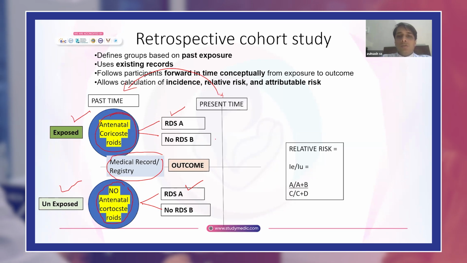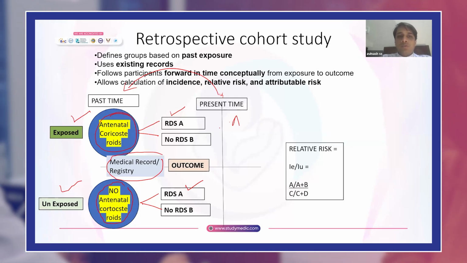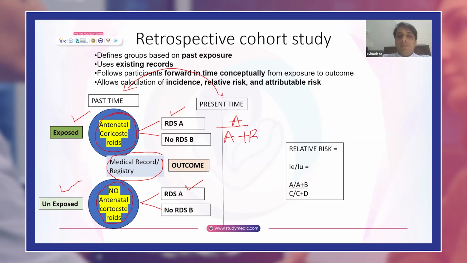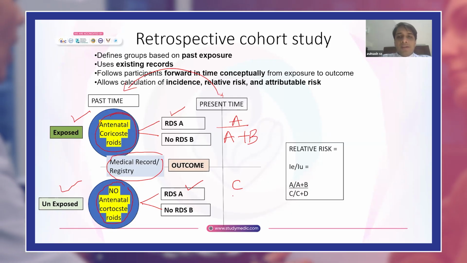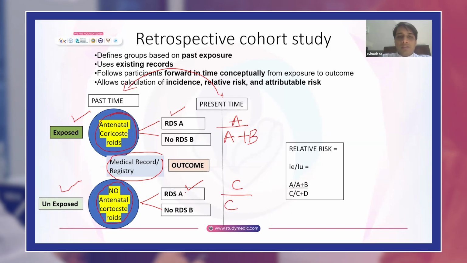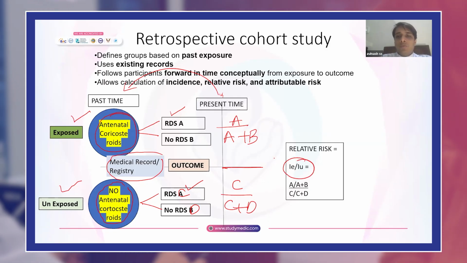So, okay, now the relative risk we can calculate. The incidence of respiratory distress syndrome in those who are exposed to antenatal corticosteroid is A by A plus B. The incidence of respiratory distress syndrome in those who are not exposed to antenatal corticosteroids becomes C by C plus D. The relative risk is the incidence in exposed to the incidence in unexposed, and can be calculated.